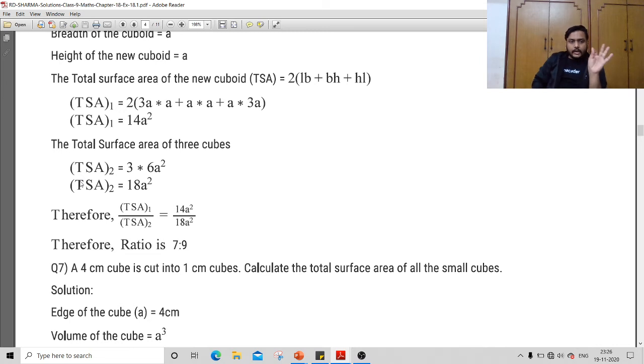Very interesting question. A 4 centimeter cube is cut into 1 centimeter cubes. You are having a 4 centimeter cube. आपके पास एक 4 centimeter का क्यूब था. आपने इस 4 सेंटीमीटर के क्यूब को कट किया 1 सेंटीमीटर के क्यूब्स में. Now you need to find out the total surface area of all the small cubes. अब आपको उन सारे स्मॉल क्यूब्स का टोटल सरफेस एरिया निकालना है. Let's talk about it.